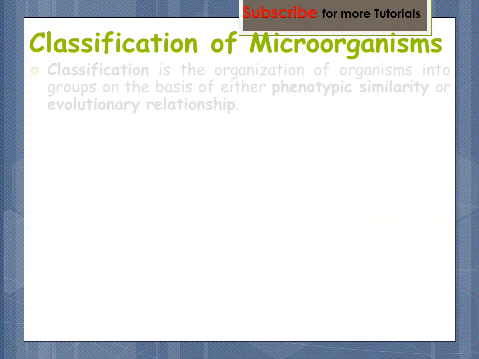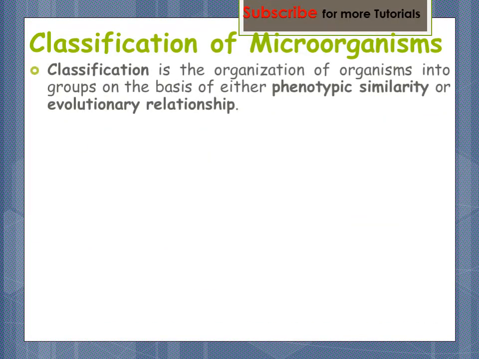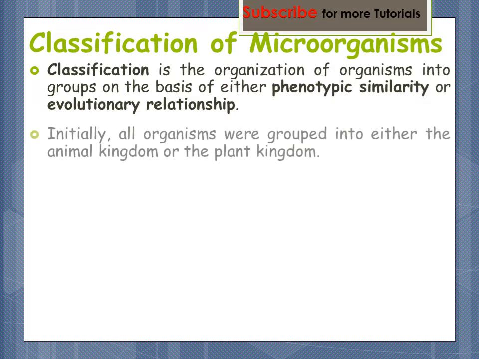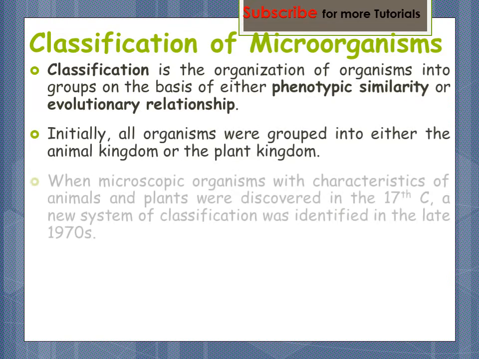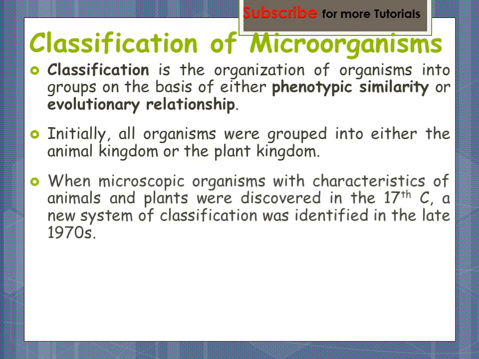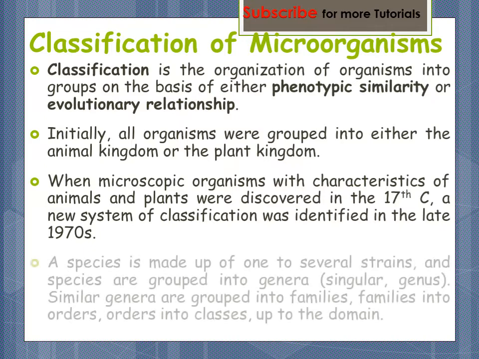Classification is the organization of organisms into groups on the basis of either phenotypic similarities or evolutionary relationship. Initially, all organisms were grouped into either the animal or plant kingdom. When microscopic organisms with characteristics of animals and plants were discovered in the 17th century, a new system of classification was identified in the late 1970s.